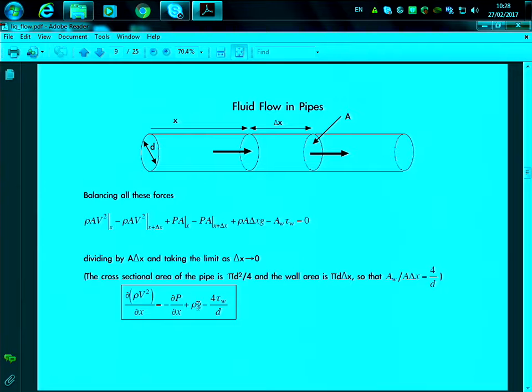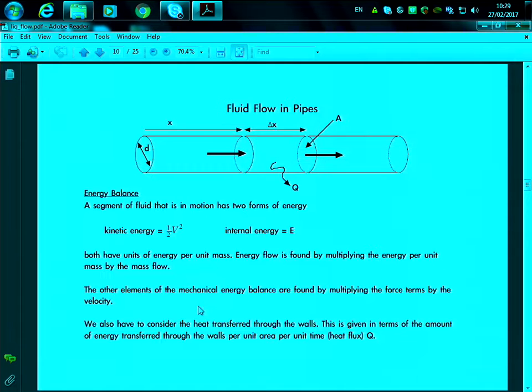So the fluid, now let's refer to the energy balance, okay? So not momentum balance, but energy balance, right? So the energy balance of a segment of a fluid, then we have the kinetic energy that is applied to the system, which is basically the square of the velocity over 2, and the internal energy of the fluid going through that. So both are units of energy per unit mass. Energy flow is found by multiplying the energy per unit mass by the mass flow.